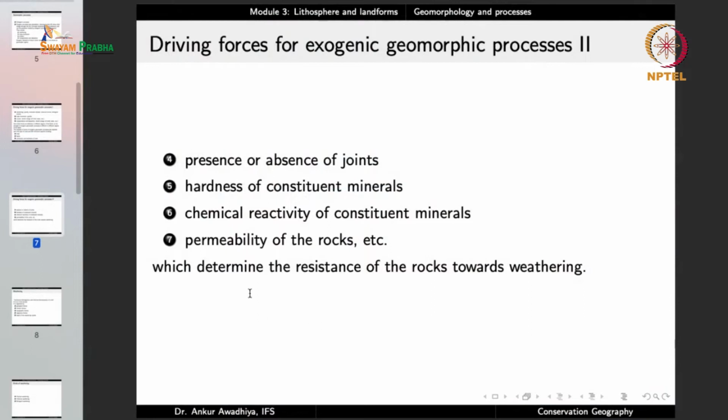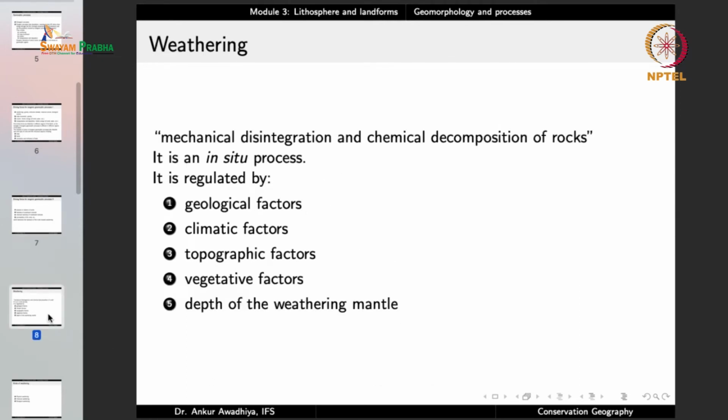So all of these factors determine the resistance of the rocks towards weathering. If a rock is more resistant towards weathering, then it will not be degraded that fast. If the rock is less resistant to weathering, then it will degrade very quickly. Now let us look at these processes in more detail.